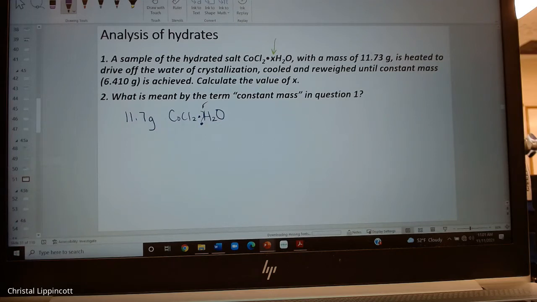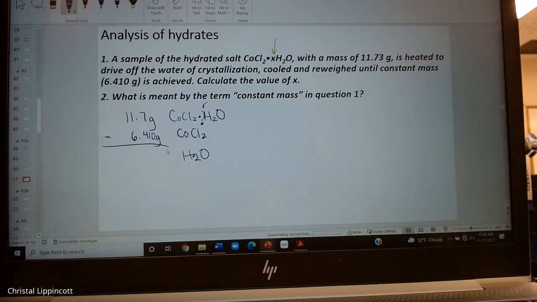We then heat it, and once we heat it, it ends up being 6.410 grams. That's just the COCl2, okay? We can subtract then. When we subtract, what is that material down here going to be? H2O. Yep, this is going to be your grams of H2O then. So when we subtract that, it ends up being 5.32.